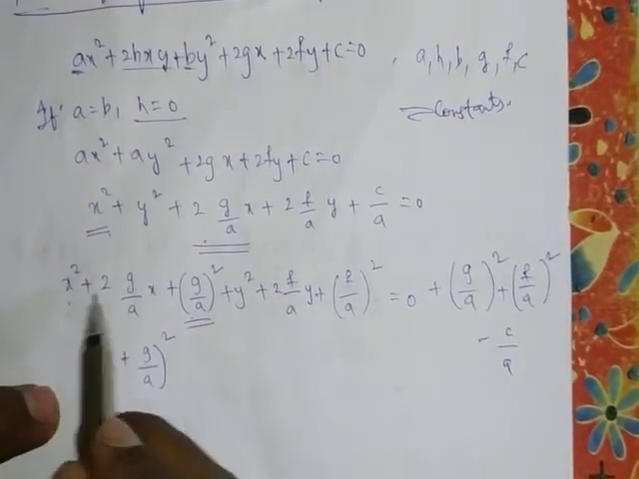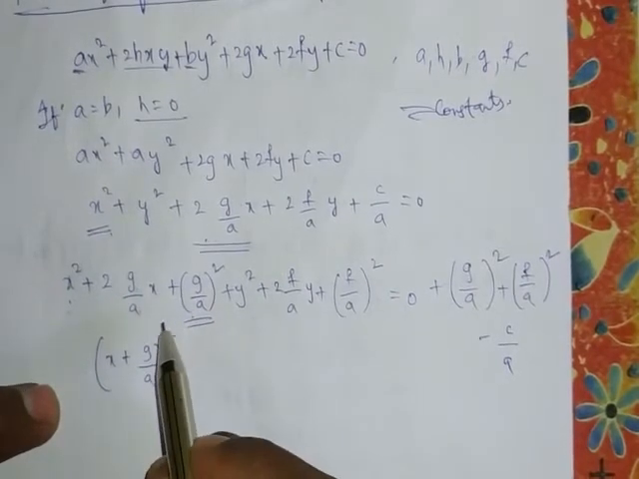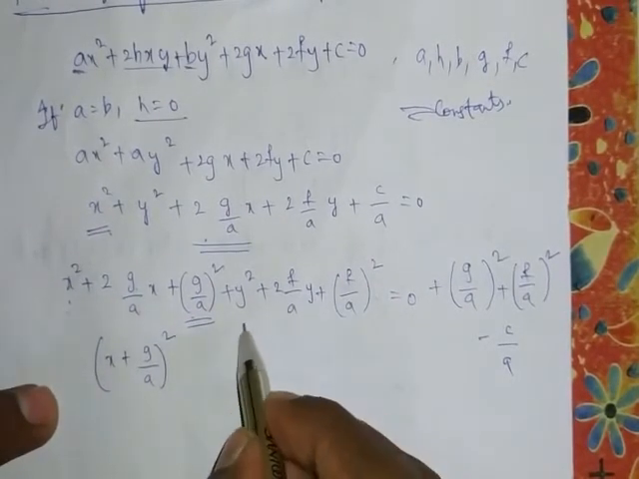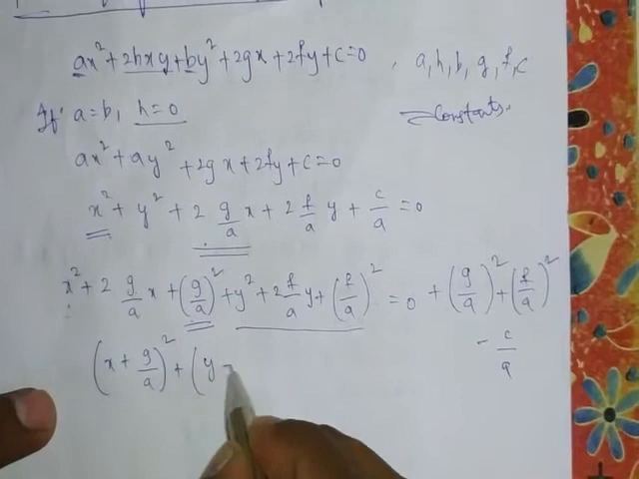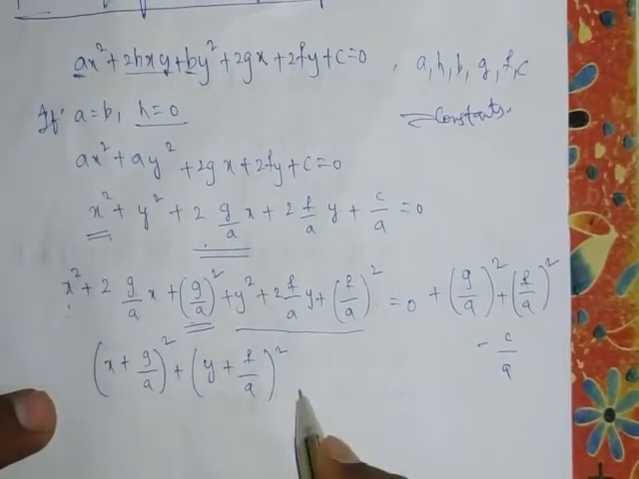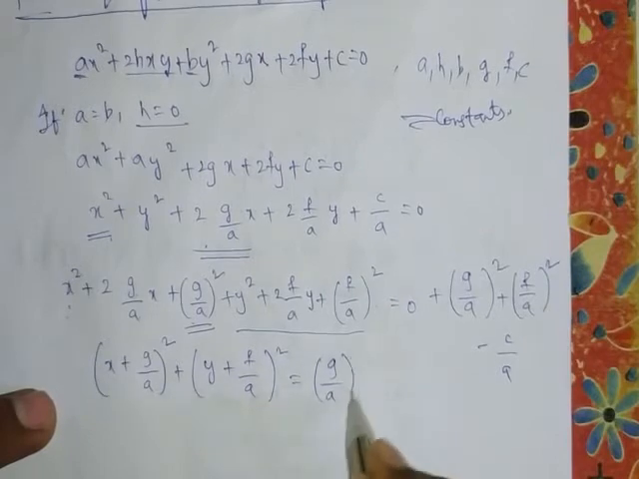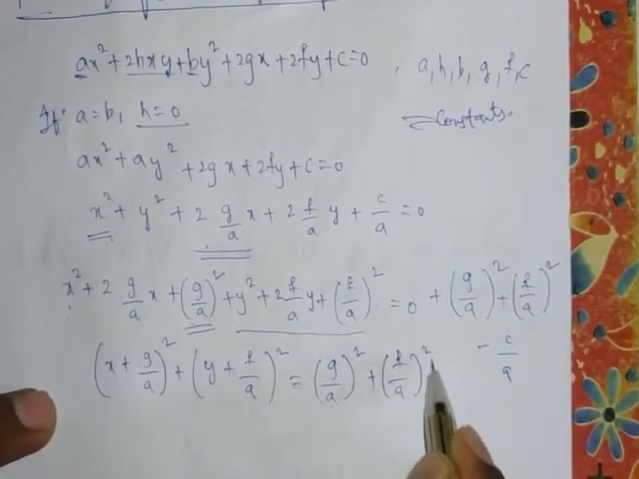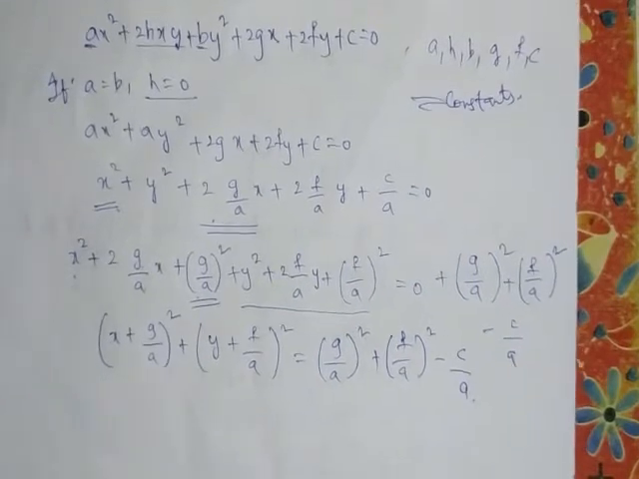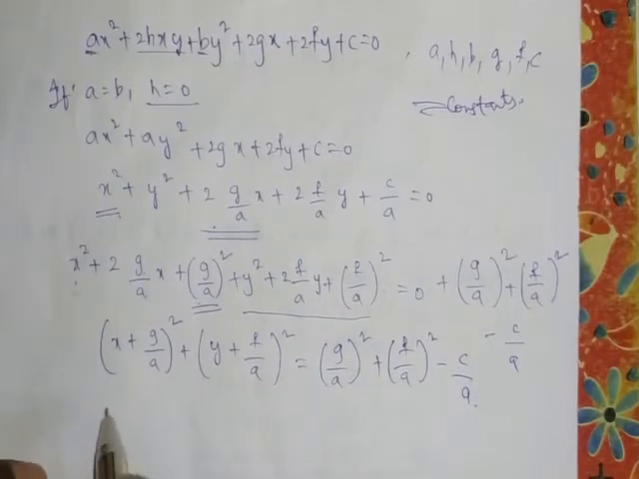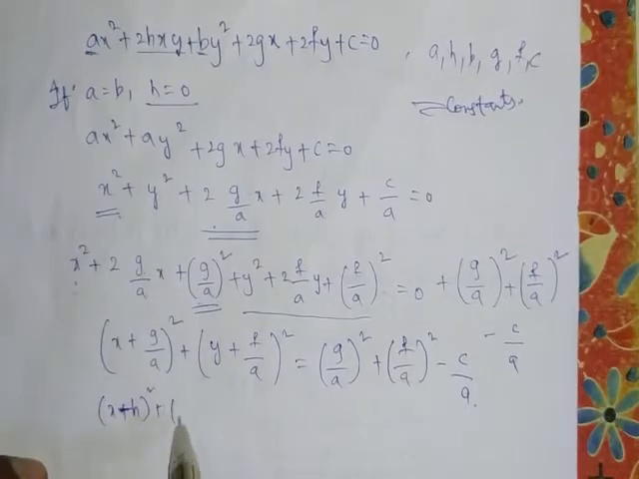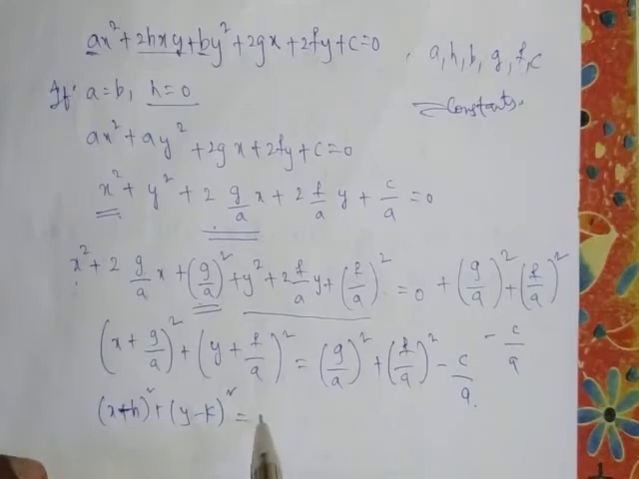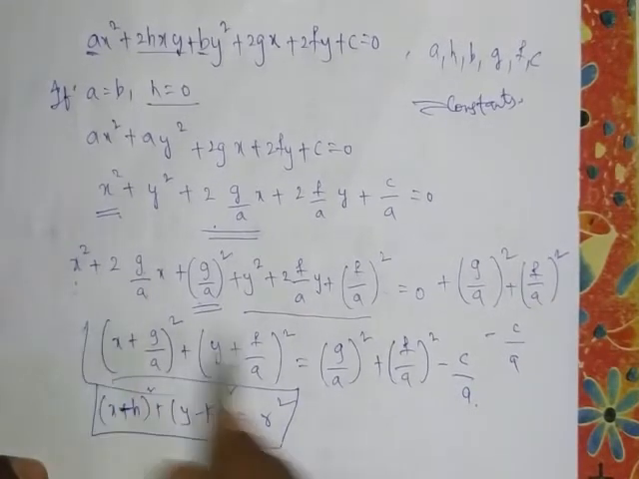Now x square plus 2g by a x plus g by a whole square can be written as x plus g by a whole square, and y square plus 2f by a y plus f by a whole square can be written as y plus f by a whole square. On the RHS it is g by a whole square plus f by a whole square minus c by a. If we compare this equation with x minus h whole square plus y minus k whole square equal to r square, we will get the center of the circle.